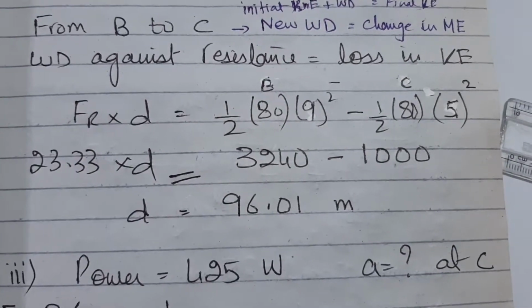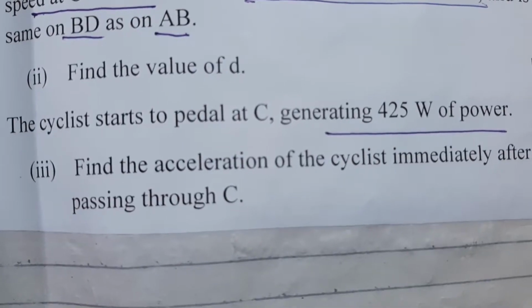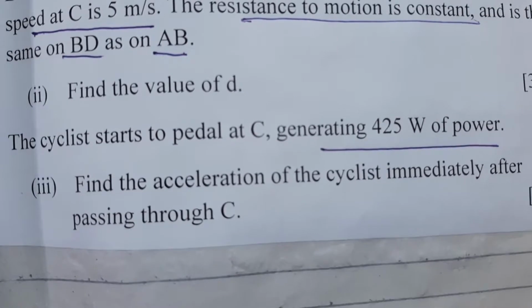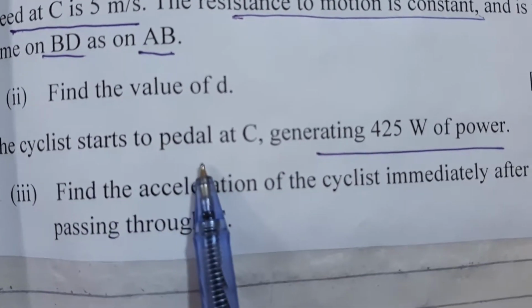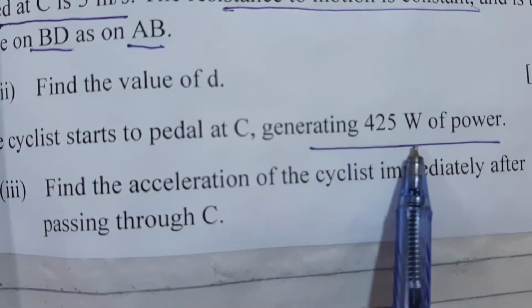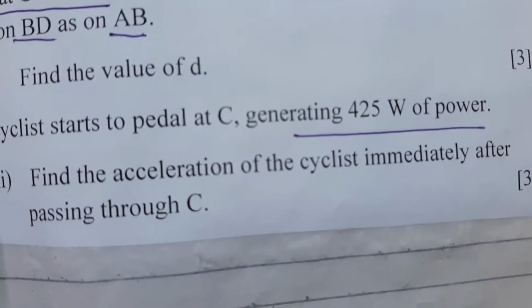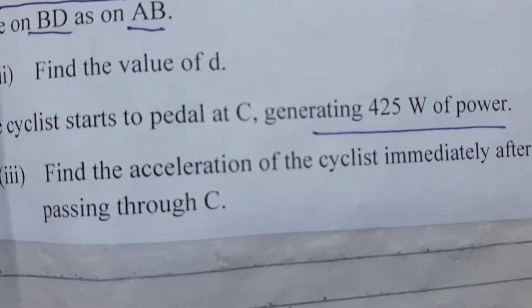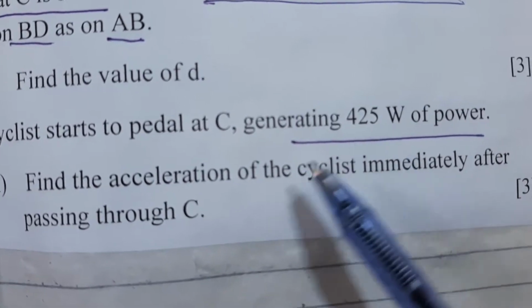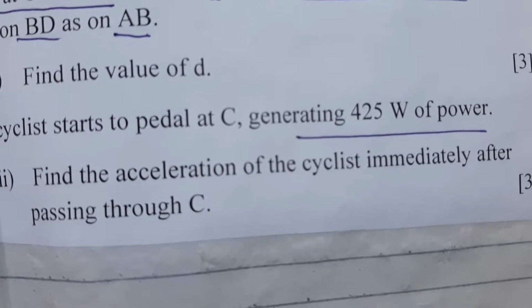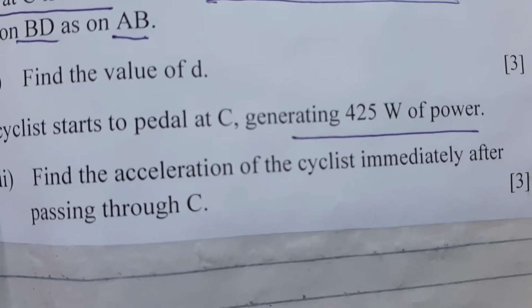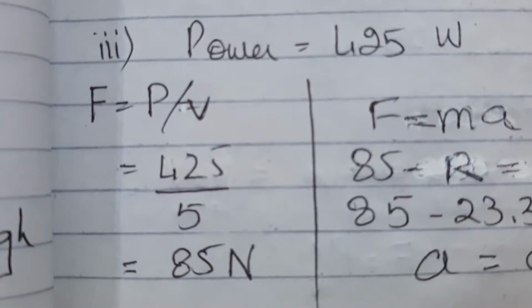Let's do part 3. What is part 3 saying? Okay, so part 3 of the question was saying that at point C, now the cyclist starts pedaling and he generates 425 watts of power. And now you have to find out the acceleration immediately at C when it passes through C. What is the acceleration at that time? Okay, so let's go and see the solution of it.